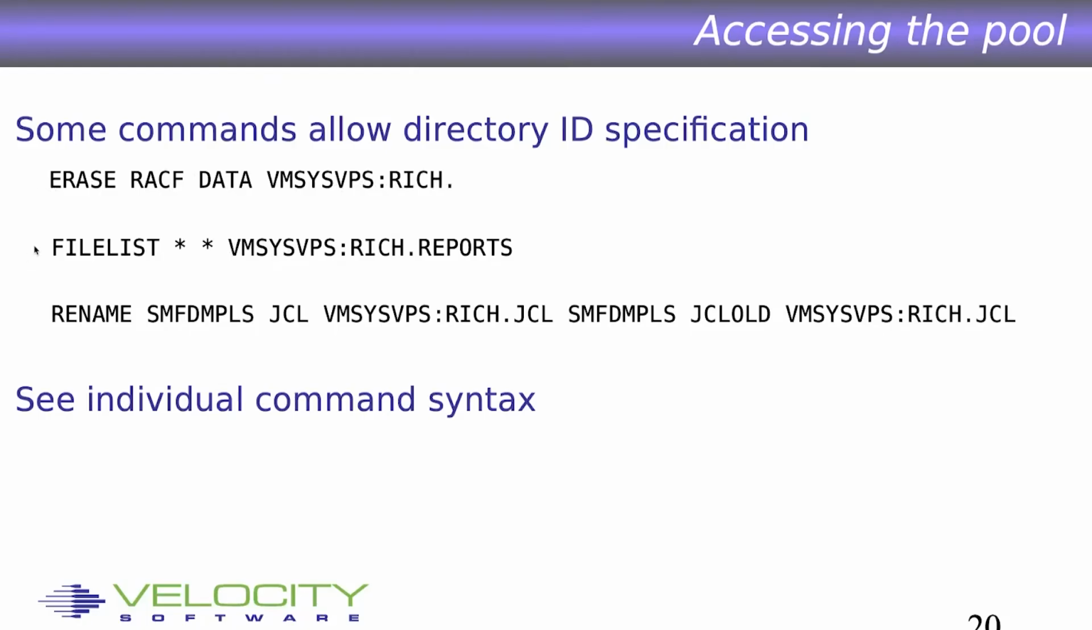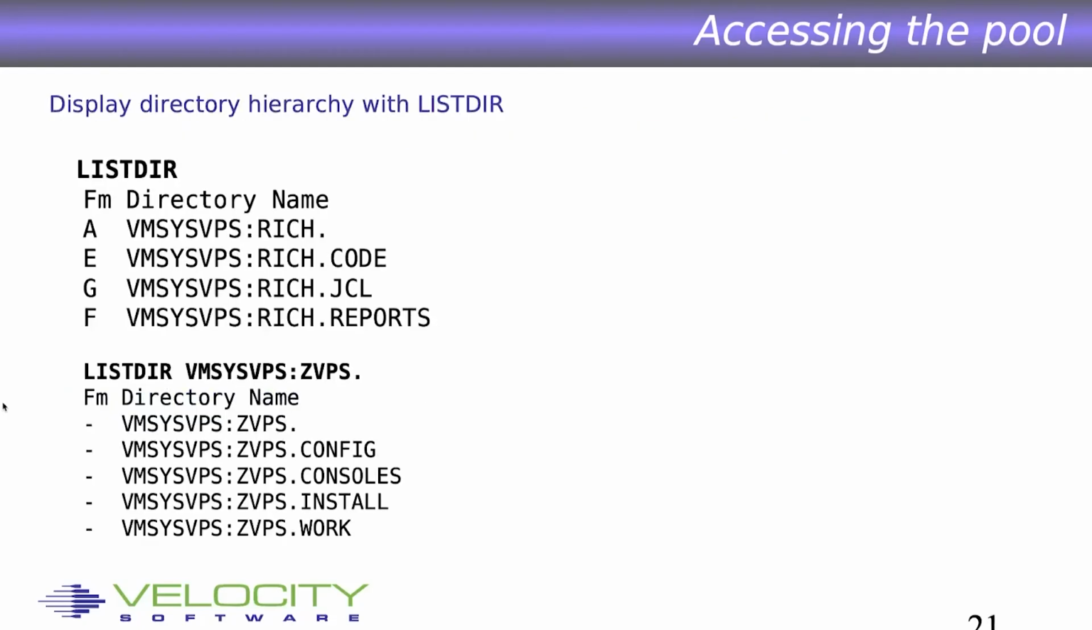And I can also issue a file list command with the directory name, and it will show me the files on that directory. And here's a longer example of a rename command. So I'm renaming this file smfdmpls jcl on my JCL directory to smfdmpls jcl old on my JCL directory. So a few different commands provide that capability, and you can see the individual command syntax if you're curious about a command you want to use in that way.